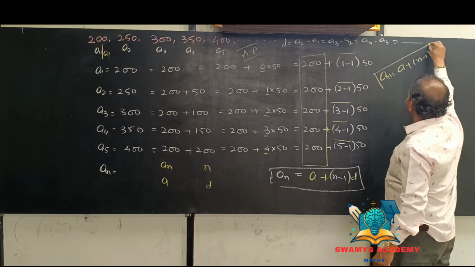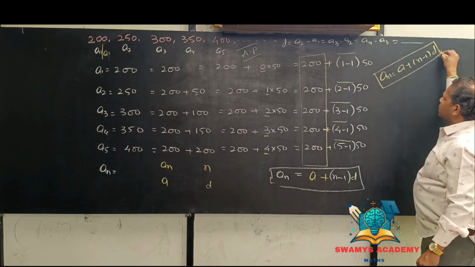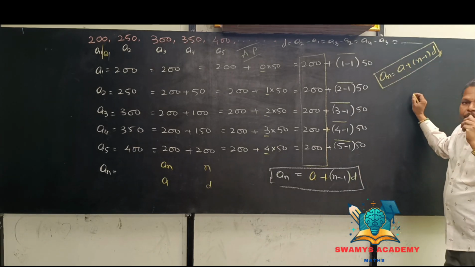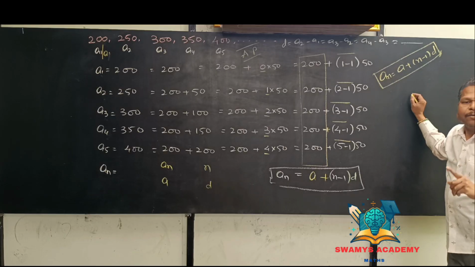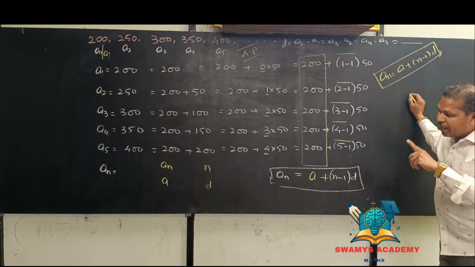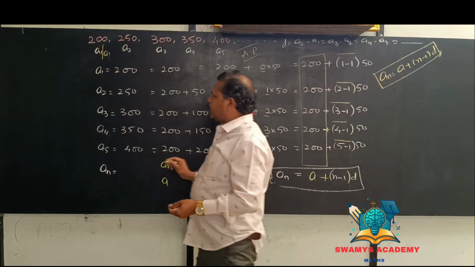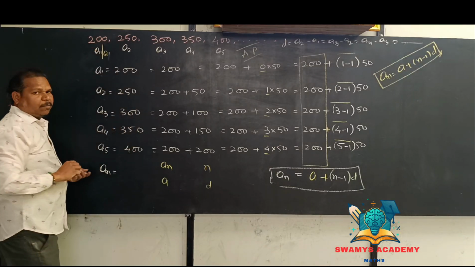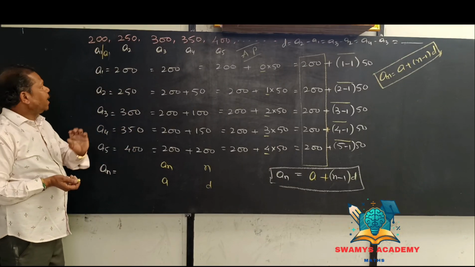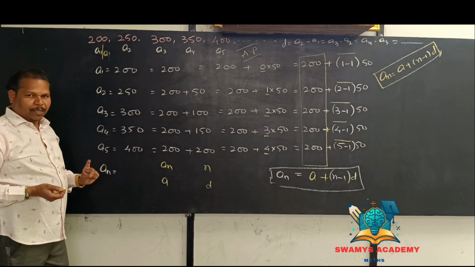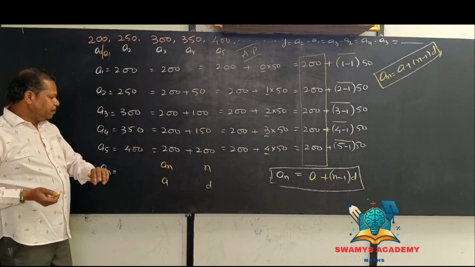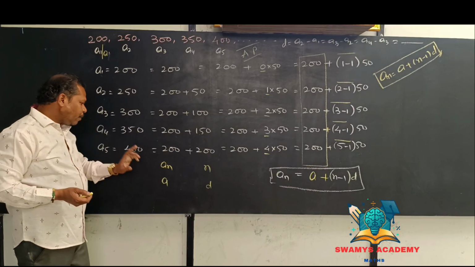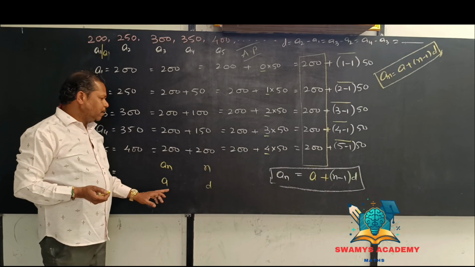Generally we consider this as the last term. So an exactly means the nth term. What do you mean by a? a means here the first term. We take a as the first term, or a1 is also the first term. That is the meaning. an means here nth term, a means here first term.